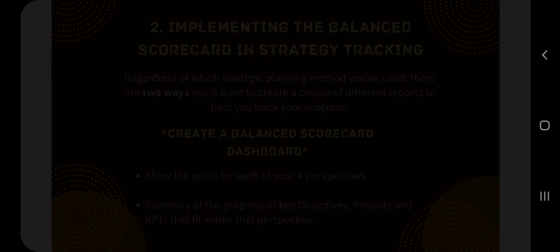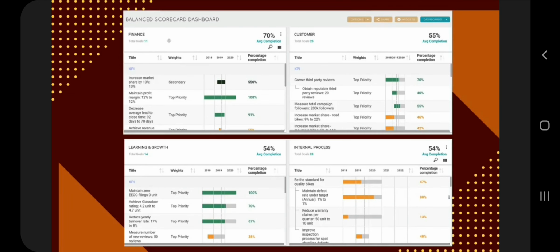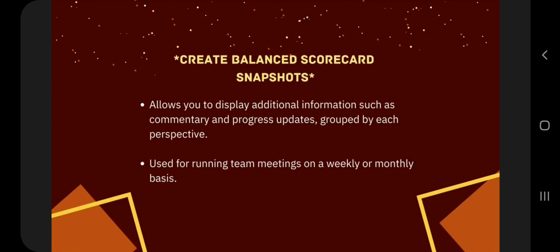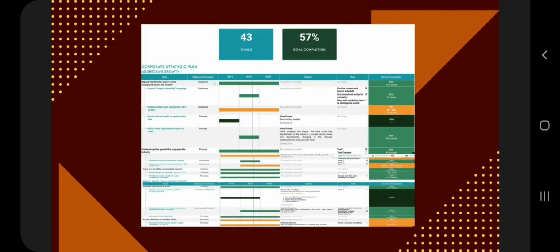This is considered a glance view of the progress and how complete we are against the objectives, projects, and KPIs. It is a straightforward list of the key activities, and the metric on the top right of these widgets displays the score for how well they are performing. Another method of reporting is via snapshots, which involves creating more detailed balanced scorecard reports. Additional information such as commentary, progress updates, and metrics are displayed by each perspective. It is typically used to organize weekly or monthly team meetings.